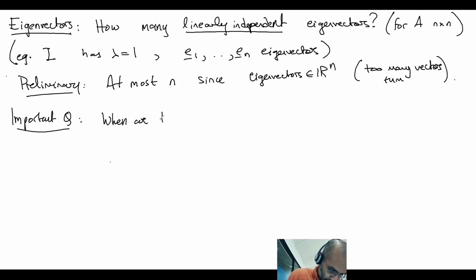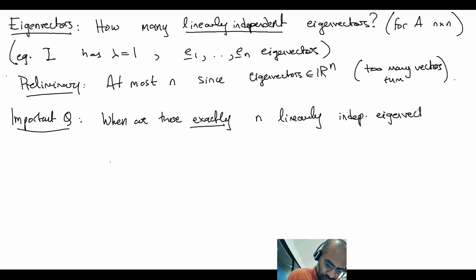When are there exactly n linearly independent eigenvectors? Okay, so in general, there's no sort of if and only if condition for this. So this is maybe the first thing in the course where we can't say this is true if and only if some simple thing happens. It's not that easy to check. So what I'm going to do instead is tell you two sufficient conditions which come up a lot and which are very important. So let me state two important theorems.